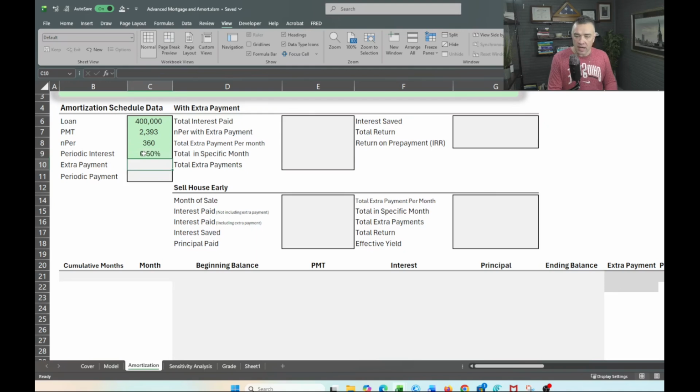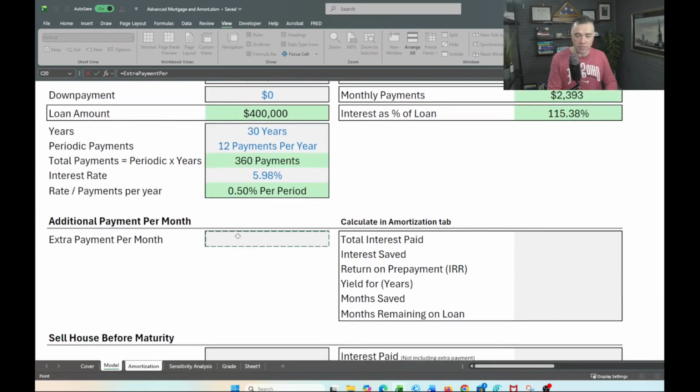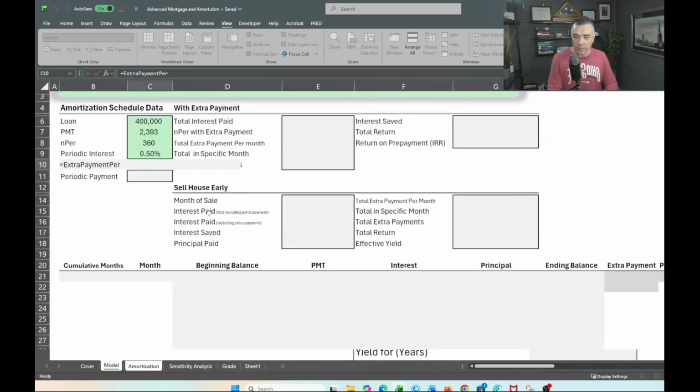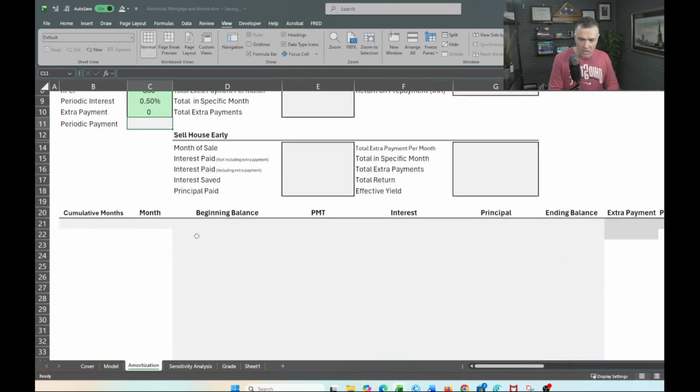And then we've got our extra payment. We won't do that right now. What if we have an extra payment? That's going to be our extra payment per month, a decision we're going to make every single month or quarter or week. We're going to put that payment on there. And then our periodic payment, we'll get to that in a second.